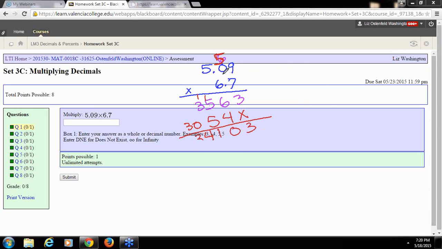And then here at the very end, I need to count my decimal places. So I have 3 decimal places in my problem. So my answer is going to have a decimal all the way over to the 3rd decimal place. And I'm going to go ahead and type that in. So I have 34.103.